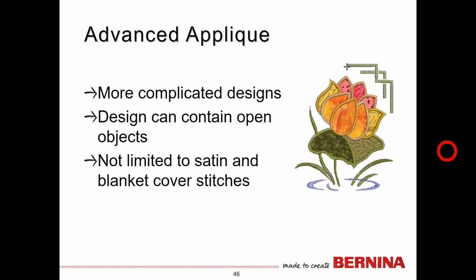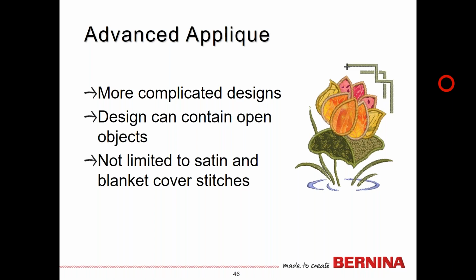So with Advanced Applique, you can do more complicated designs. Your designs can contain open objects instead of just closed objects. With the Creator Applique tools, you can only create closed objects, which would be like this petal in the center of this flower. All these other petals were created with the open tool because they don't come around and close on themselves. You're also not limited to satin and blanket and zigzag and single line applique.